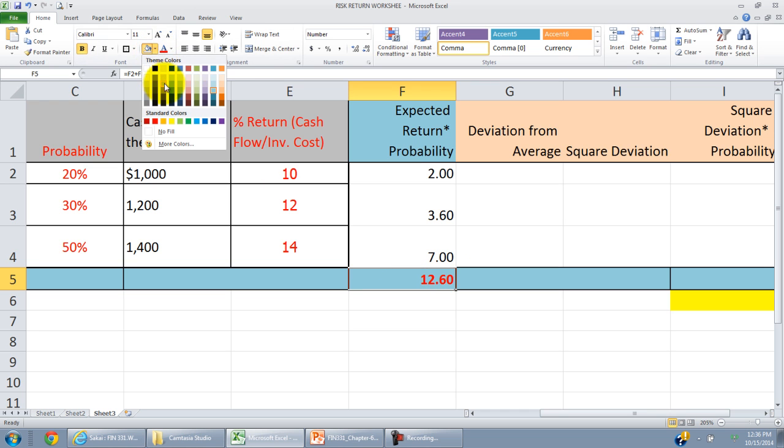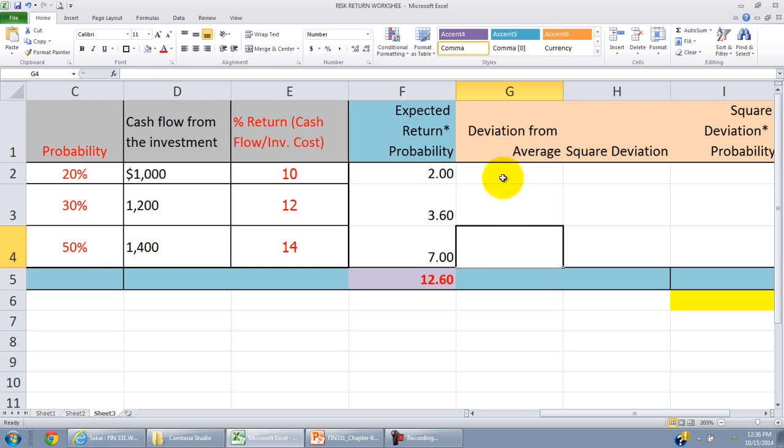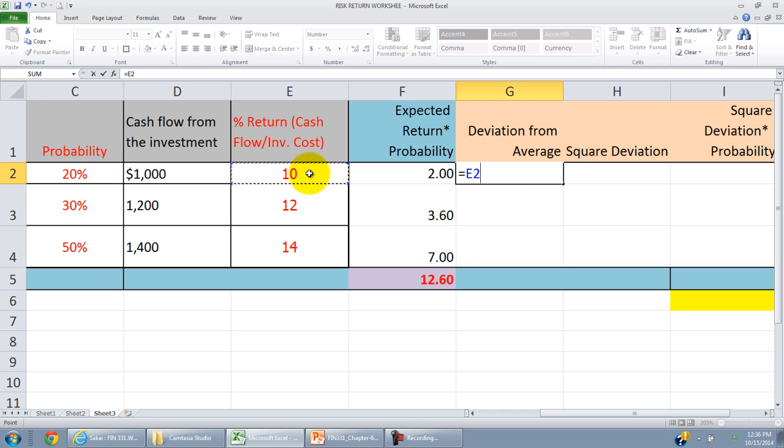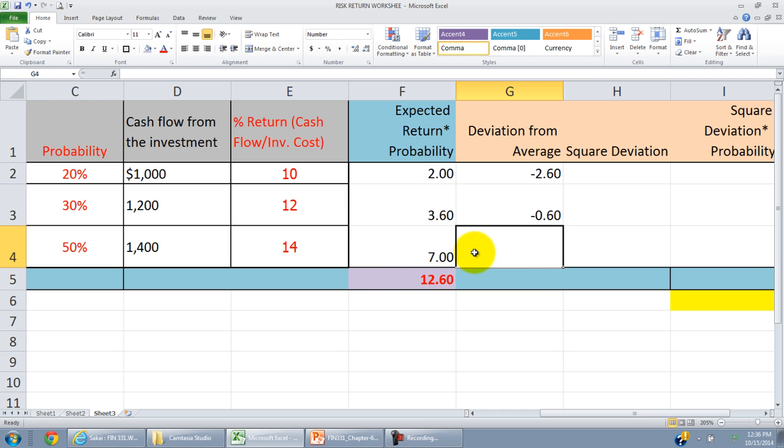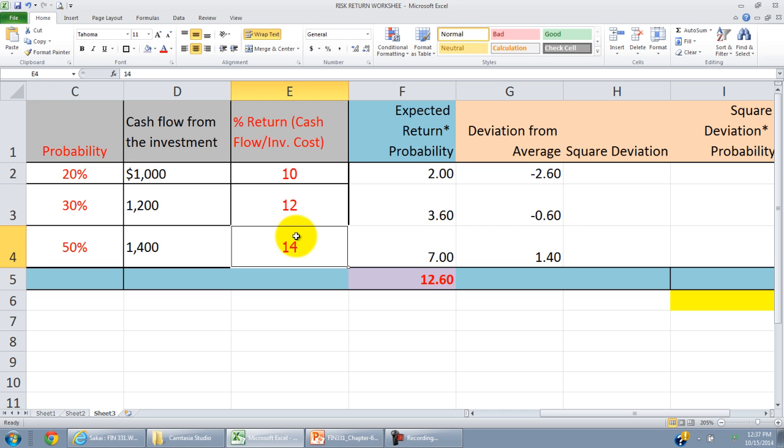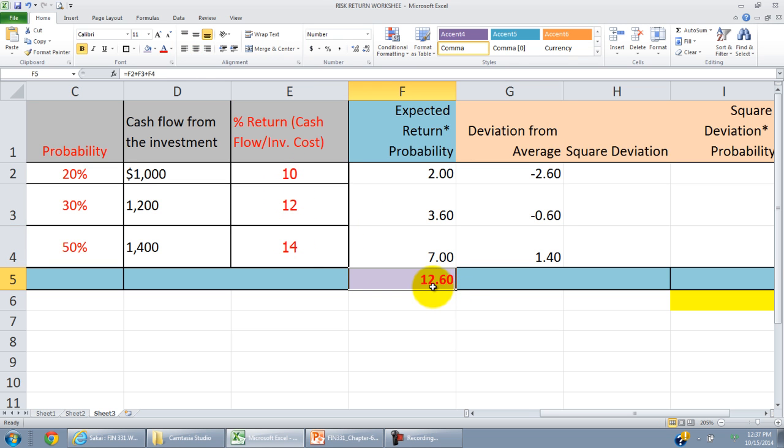Let me give it a different color. So here we take 10 minus 12.6. The difference is negative 2.6. Then we take 12 minus 12.6. The difference is negative 0.6. And finally, we take 14 minus 12.6, we get 1.4. So it is how much each individual scenario deviates or differs from the average, or the expected return for the next year.